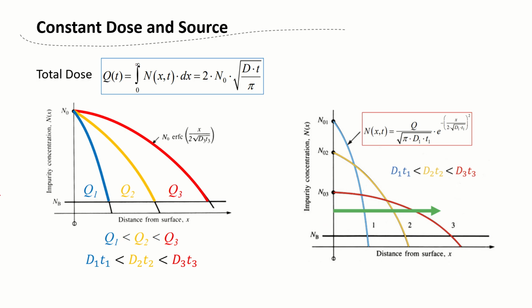So let's talk about total dose. Total dose is basically the area under the profile. So this is constant source. We can see if we increase the time or the diffusivity, the surface concentration won't change, but the dose will keep increasing. However, for constant dose, since the only constant is the dose, the surface concentration will decrease as you increase the time, and as you increase the time, we'll also get a deeper diffusion. And here are the equations for constant dose.